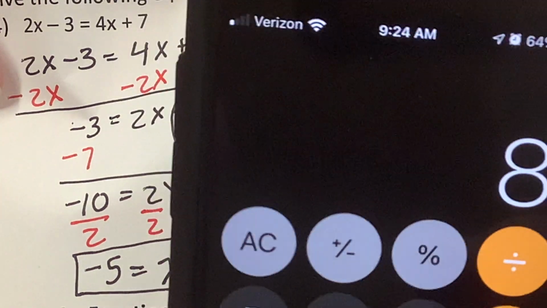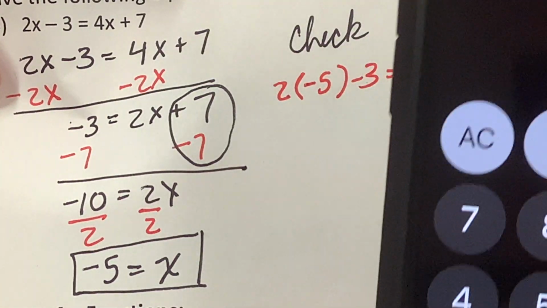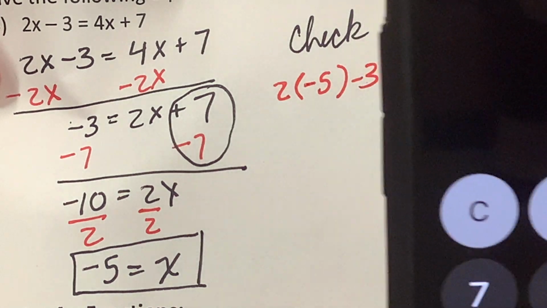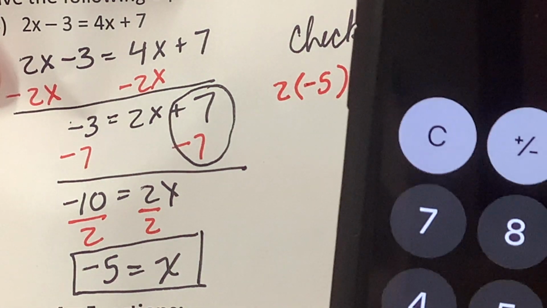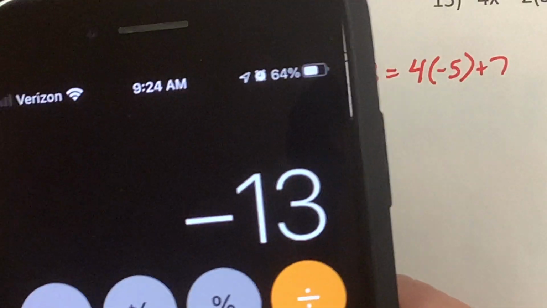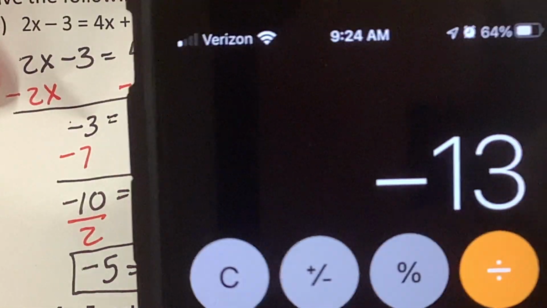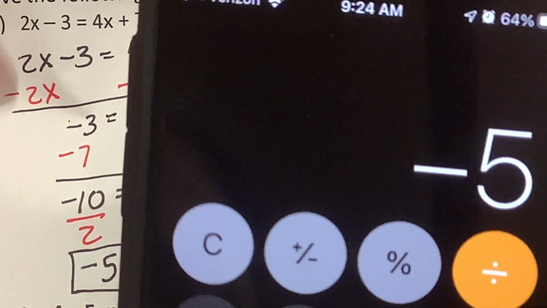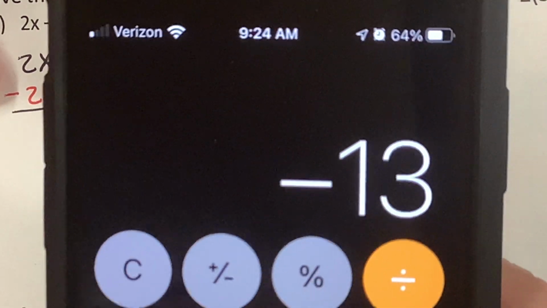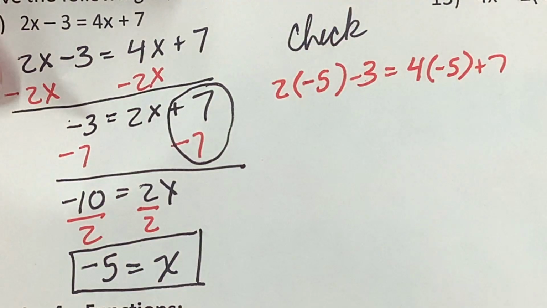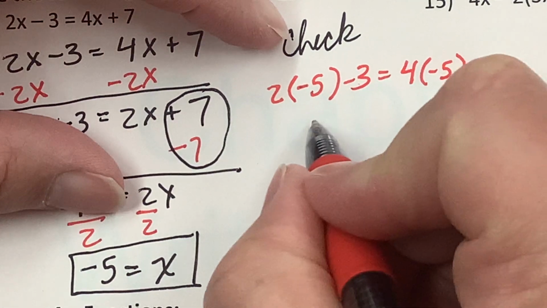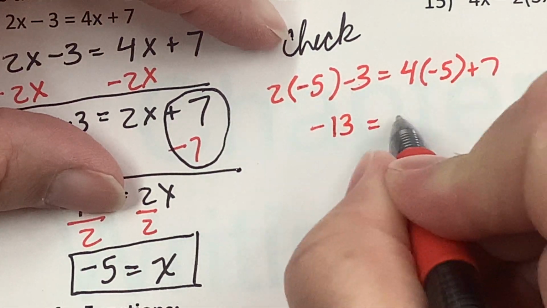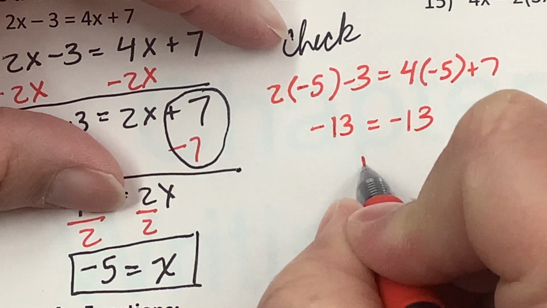You have to do each side separately. So 2 times negative 5 minus 3 is negative 13. And the other side, 4 times negative 5 plus 7, negative 13. So this works out to negative 13 equals negative 13, so it checks.